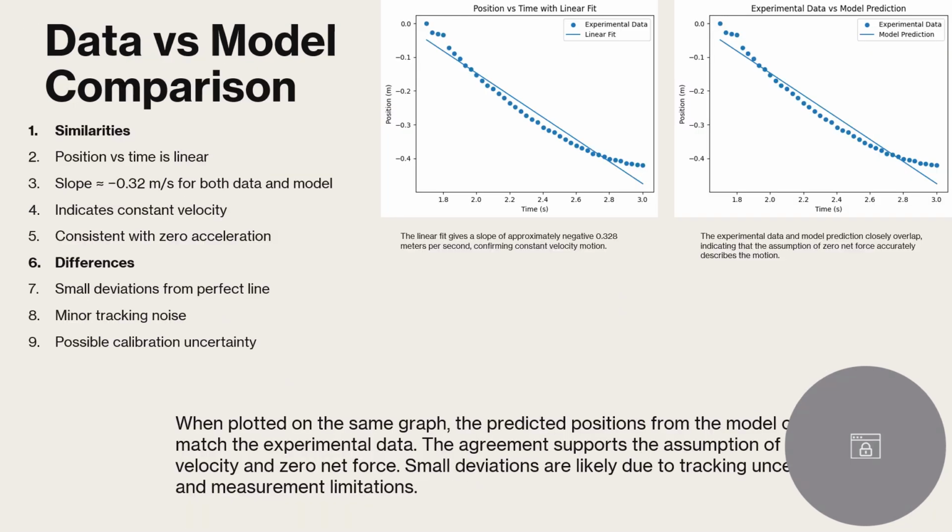Our data versus model comparison. When plotted on the same graph, the predicted positions from the model match the experimental data. The agreement supports the assumption of constant velocity and zero net force. Small deviations are likely due to tracking uncertainty and measurement limitations.